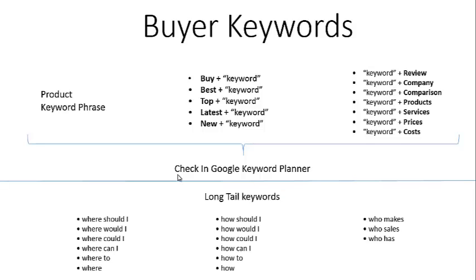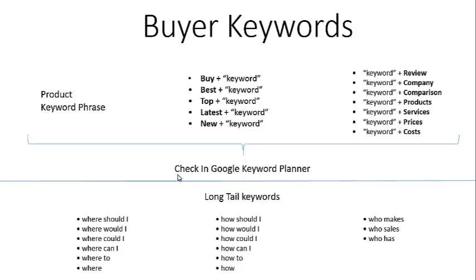And these would be things like, where should I buy a table tennis table, or where would I buy a table tennis table, or where would I go to buy a table tennis table, or how should I buy a table tennis table, or how can I get a review for a table tennis table, or where can I find a table tennis table company, or who makes table tennis tables, or who sells table tennis tables, and so on.